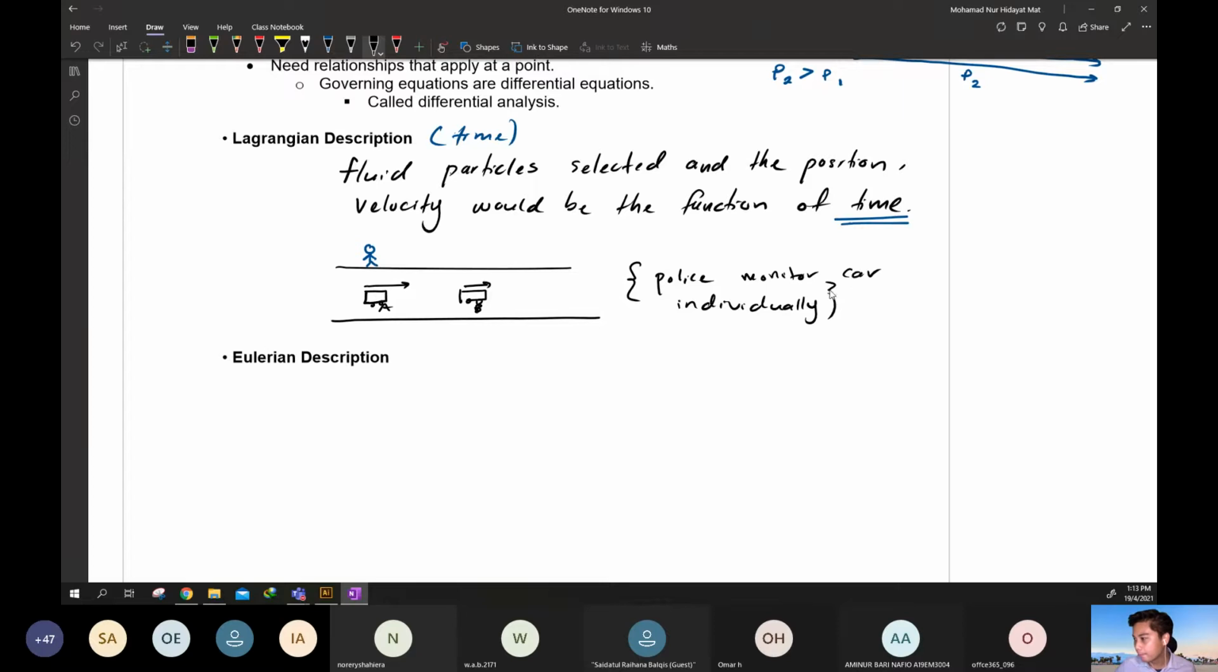Okay, so it will monitor one going through. So that means it will monitor only this car only.